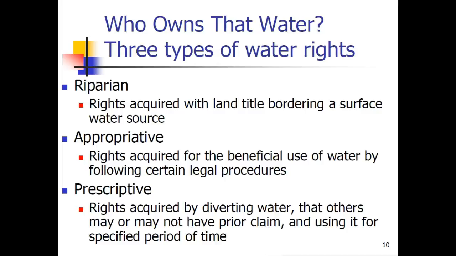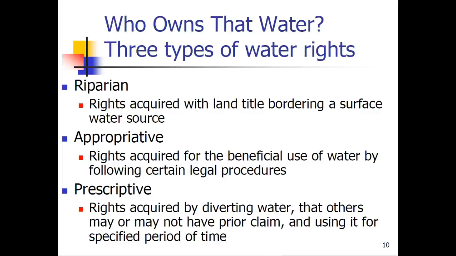Water rights. This is an important page, so pay attention to this. Riparian. Riparian rights are rights acquired with land title bordering a surface water source. You have a riverfront lot. Appropriative. Rights acquired for the beneficial use of water by following certain legal procedures. Prescriptive. The rights acquired by diverting water that others may or may not have prior claim to and using it for a specific period of time. A prescriptive is a limited deal.